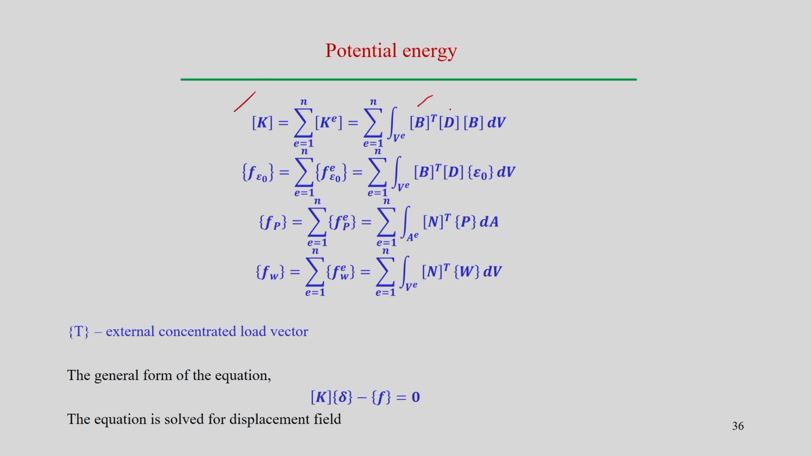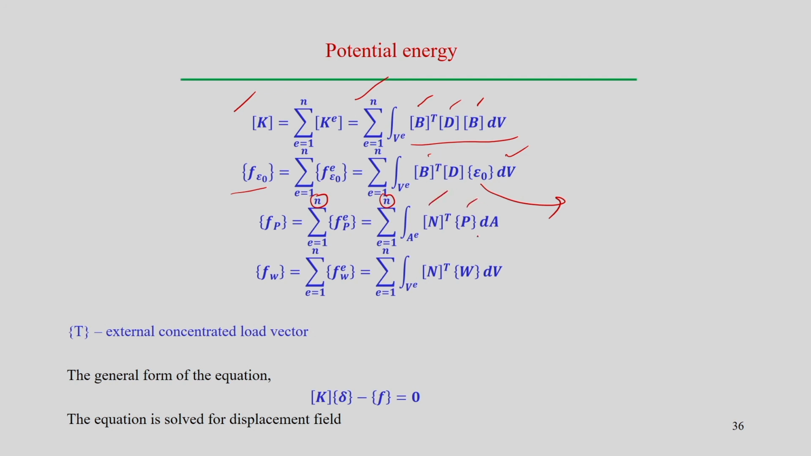K is the integral of B transpose D B dV over the volume, with contribution from all elements. F initial is for the initial strain component, where you contribute from all elements B transpose D, but this will be the initial strain value. Then the distributed load can be defined, and it can be different from N also. In general we count all elements, but not all elements may be involved in the distributed load. Selective load may be applied as a boundary interaction for a distributed load, so accordingly you have to decide the N value.